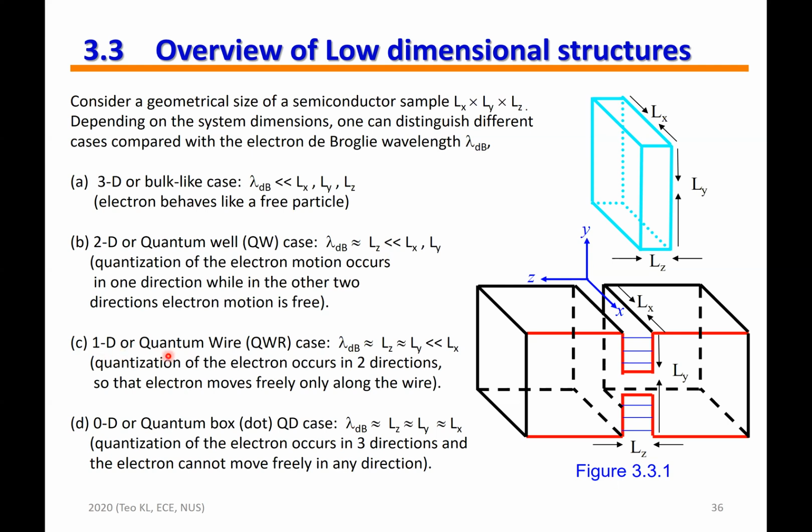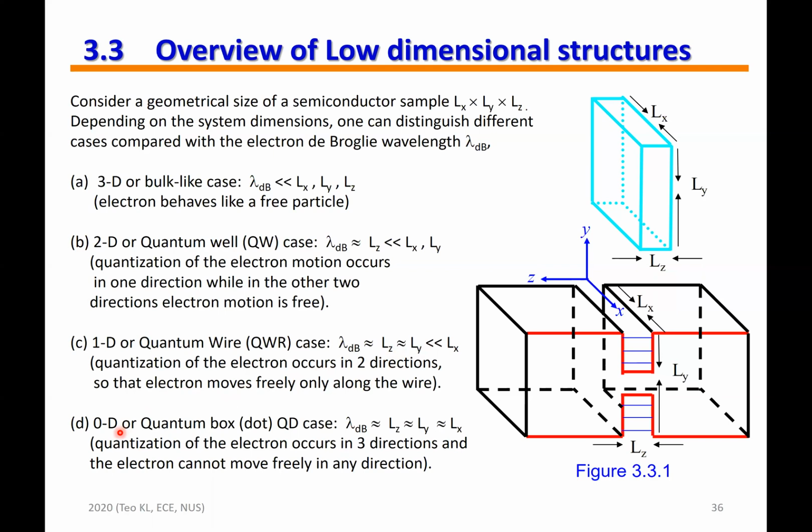One-dimensional case, which is a quantum wire, the de Broglie wavelength is approximately equal to Lz and also the Ly direction. So only one direction, Lx, is greater than Ly and also greater than Lz. So there is quantization of the electron in the Ly and Lz directions, and the electron is able to move freely in the Lx direction, which is along the wire.